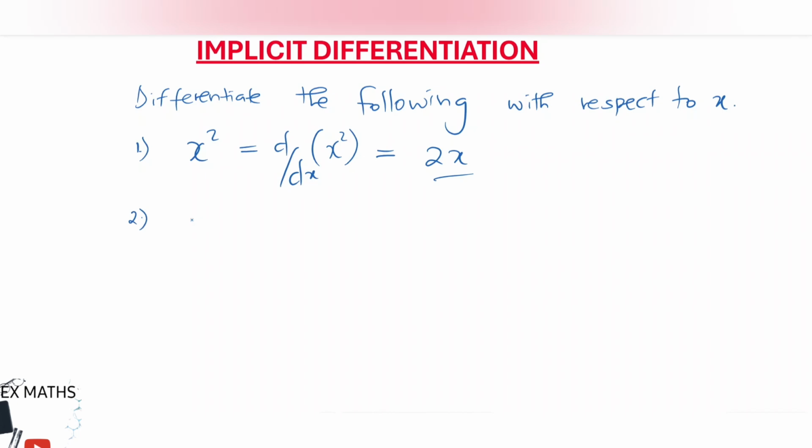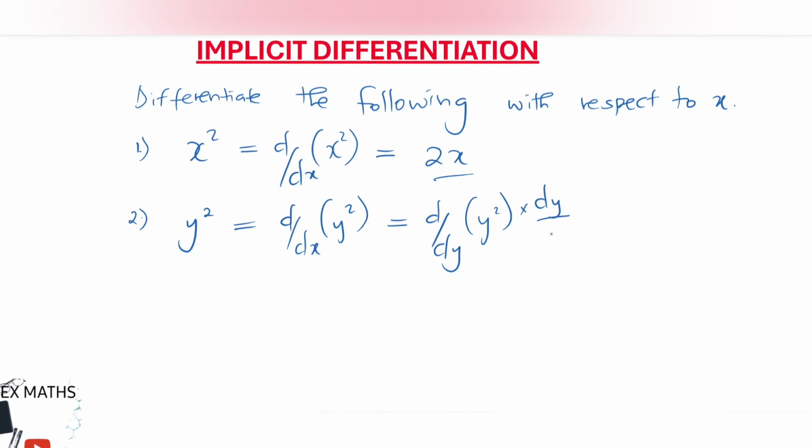Then another example, let us have y squared. We want to differentiate it with respect to x, but you can see in this function there is no x. So d dx of y squared: in our function we have y, so we'll find d dy of y squared, then we multiply by dy dx, like this. The dy and dy will cancel, and we'll remain with d dx.